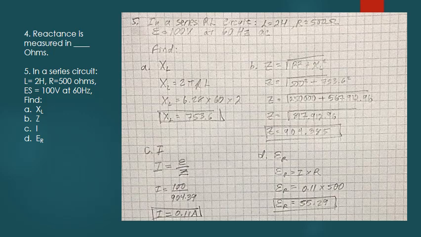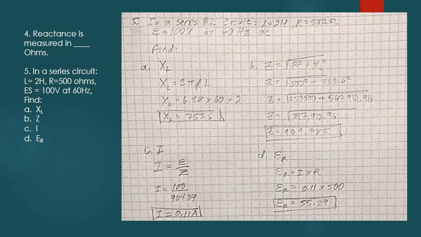Moving on to the next step, we have to find impedance. We use the formula for impedance. We already know what our resistance is and what our inductive reactance is. We plug those in. Again, we have to square those, add them up, and find the square root of that addition. We ultimately get, in this case, impedance equals 904.385 ohms.